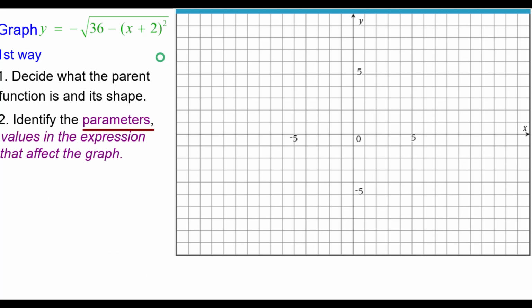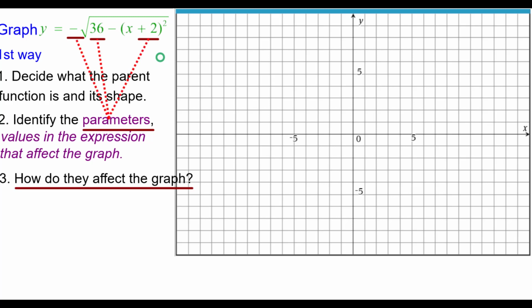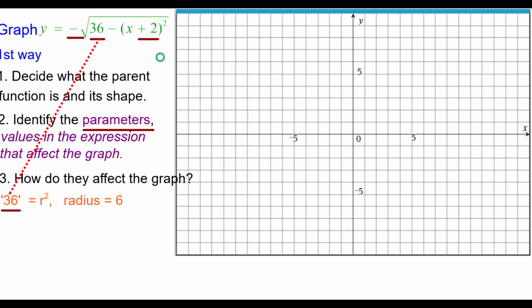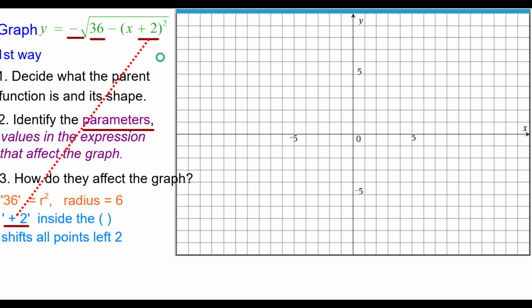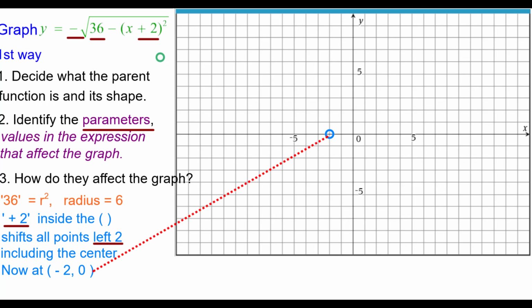Identify the parameters. These are values in the expression that affect the graph, and there are 3 parameters in this equation. How do they affect the graph? Well, 36 is actually the radius squared, so the radius is going to be 6. The plus 2 inside the parentheses, inside the square root, shifts all points left 2, which also includes the center. So the center now is going to be at -2, 0, and we'll plot that. We'll plot all points relative to that center.